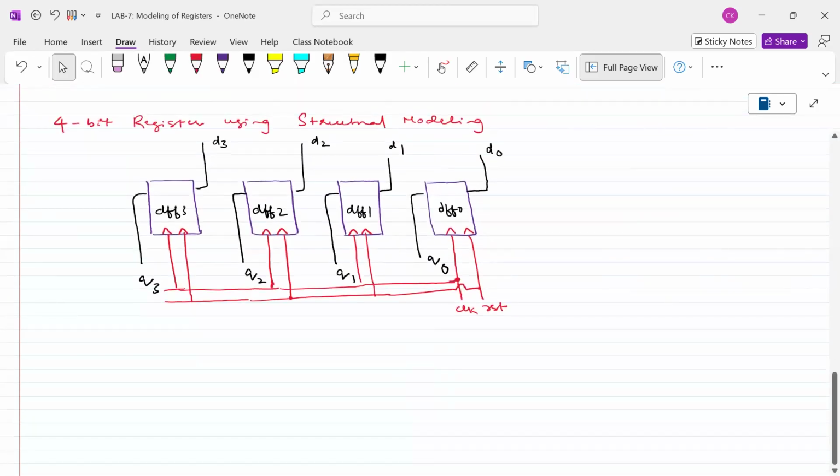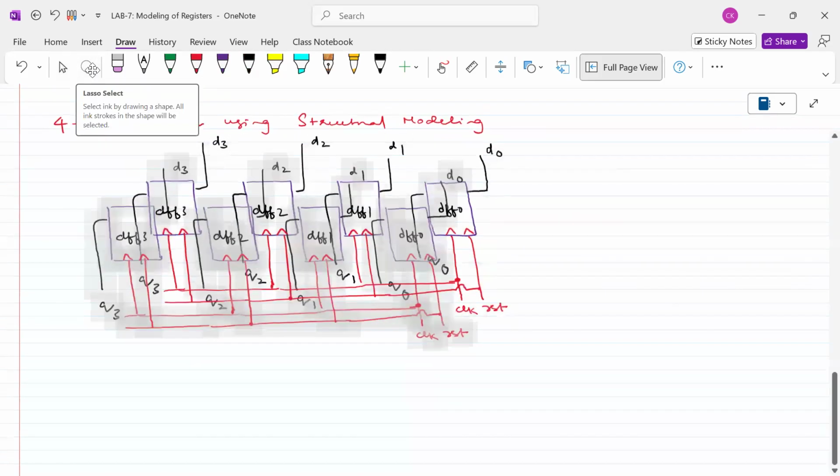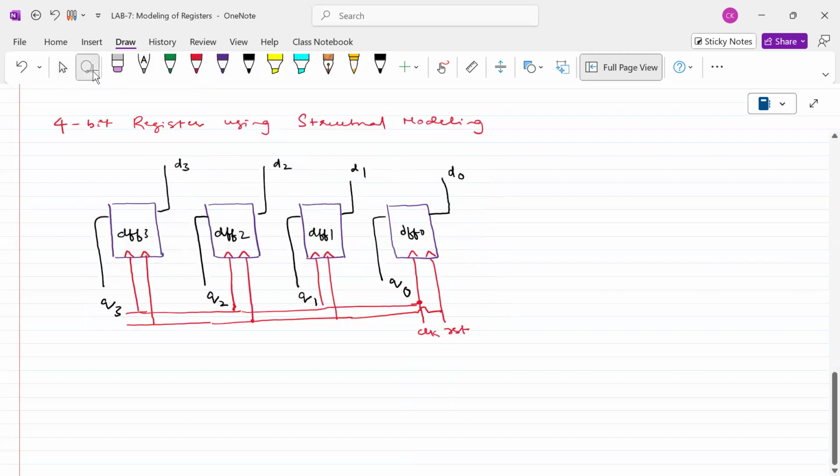Now what is this register actually called? This is also called a parallel in, parallel out register. So can I say it like this? It is a parallel in and parallel out. It's simply a parallel input and we take the parallel output. Therefore this register is also called parallel in, parallel out.